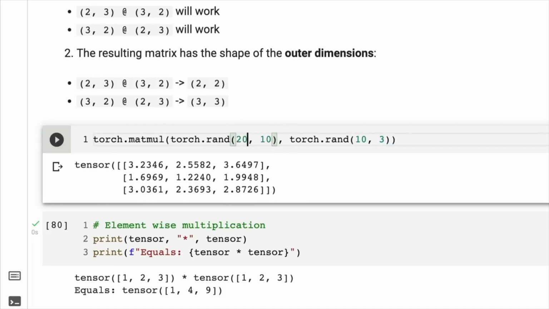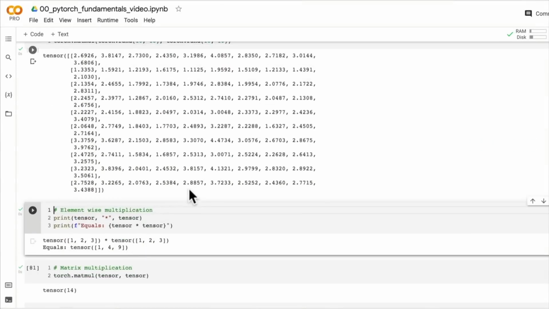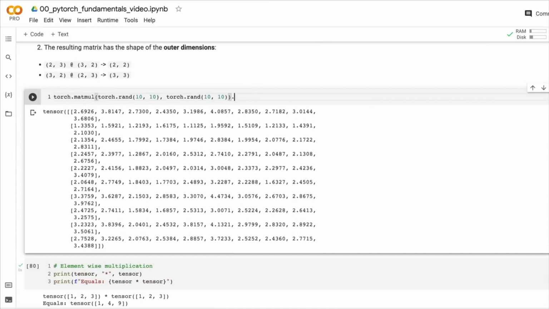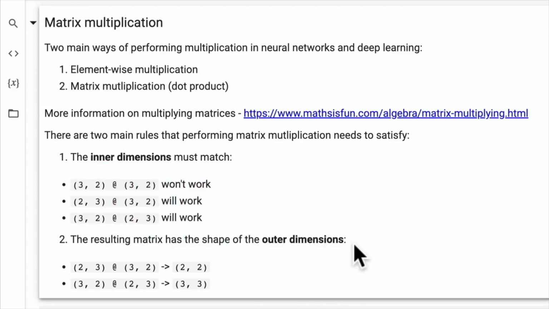Now what if we go 10, 10 on the outside, and 10 on the inside? What do we get? Well, I'm not going to count all of those, but if we just go shape, we get 10 by 10. Because these are the two main rules of matrix multiplication.